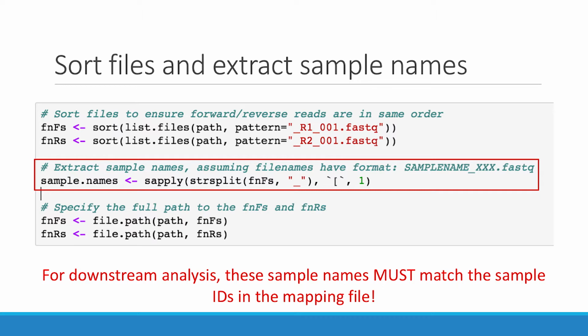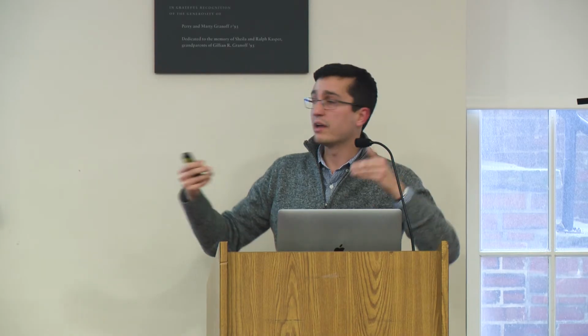And then you extract the sample name. This is a pretty standard line of code. All of the files have a structure where it has sample name, underscore, number.fastq. So what this is doing is pulling out that first part of the sample file. The reason I'm pointing this out is because it is important for downstream analysis: if these sample names don't match what's in your mapping file, you won't be able to correlate any metadata with your samples. And then this just specifies the full file path to the forward and reverse reads.